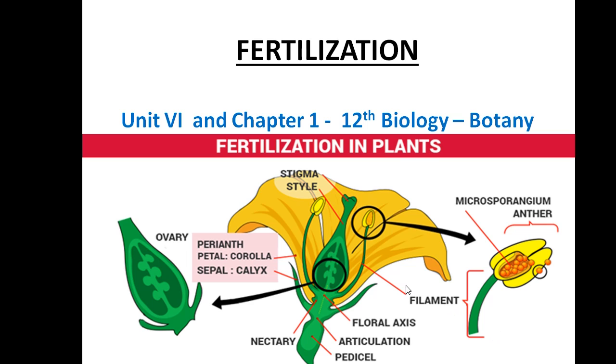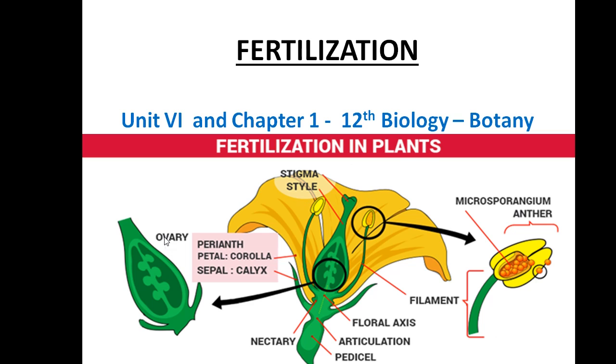This is a stamen, and the stamen consists of filament and anther. We have studied this already, I am just recapping. The filament is attached with the anther. The anther produces many pollen grains. It dehisces and releases the pollen grains, and the anther is also called the microsporangium.